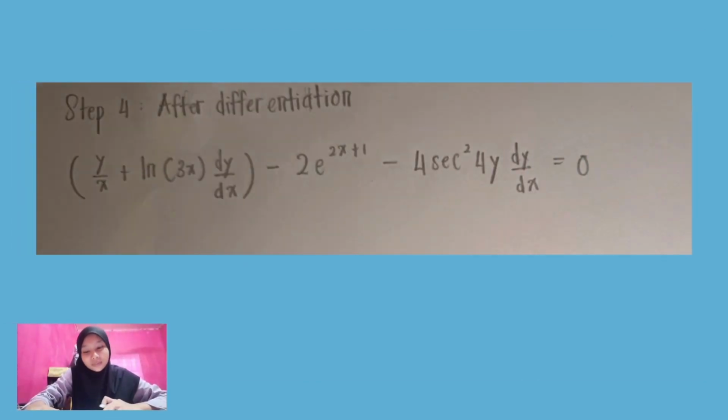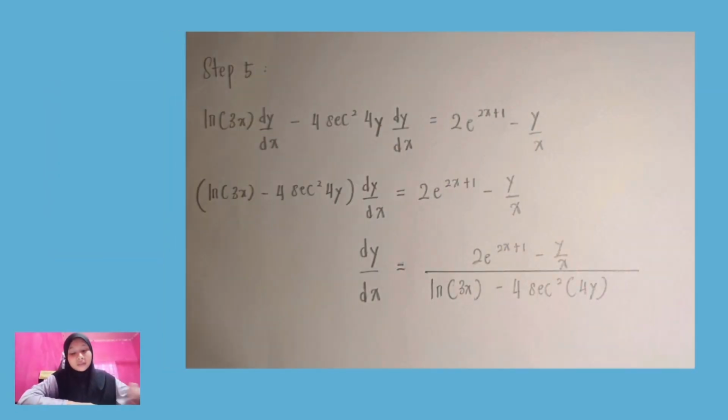Step 4, we need to combine all derivatives into one equation. Now we substitute all the differentiated terms into the equation. y over x plus ln 3x multiplied by dy/dx minus 2e to the power of 2x plus 1 minus 4 sec squared 4y multiplied by dy/dx equals 0. Next, step 5, group the dy/dx terms. Move all terms with dy/dx to one side.